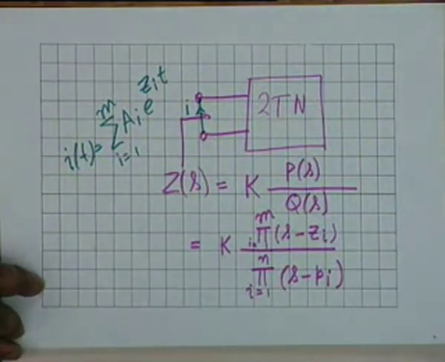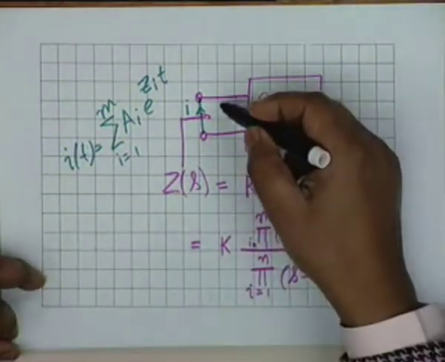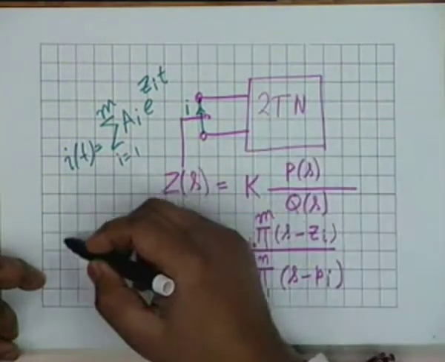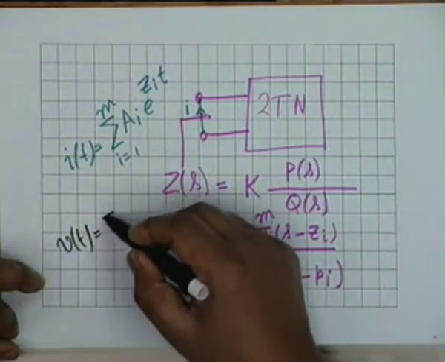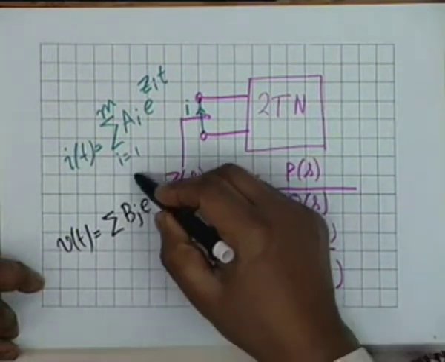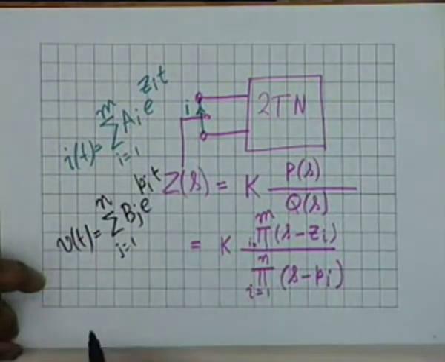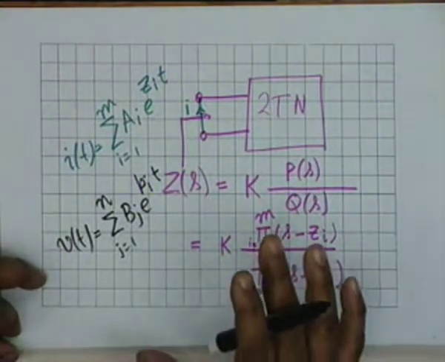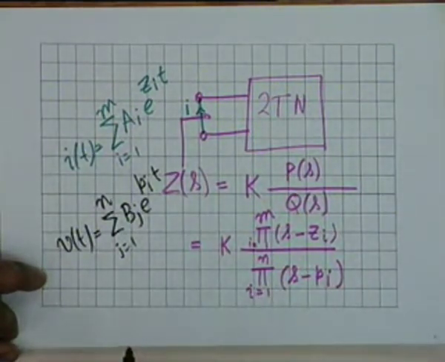On the other hand, if you wish to find out the response of the voltage across these two terminals, then you leave it open and you determine the voltage across this. Then the voltage response V of t, natural voltage response, shall be determined as Bj e to the power Pjt, where j equals 1 to n, and we have assumed that none of the poles or zeros are repeating. We assume that they are distinct. If they are repeating, then we know what to do. We shall have to modify accordingly.